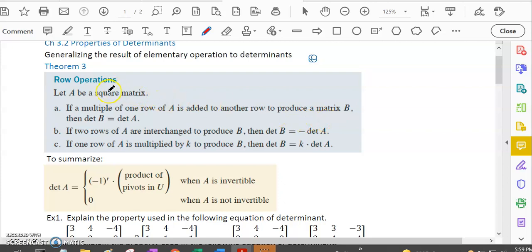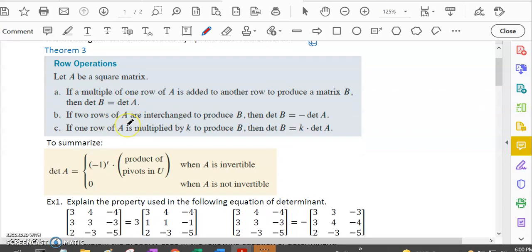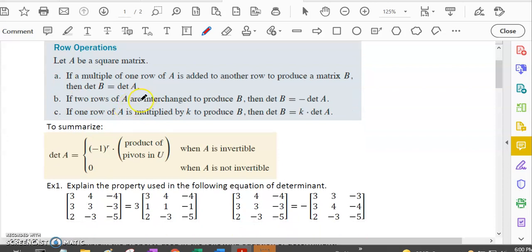First is about elementary row operations. If you do an elementary row operation to a matrix, in all these cases an n times n square matrix, then the resulting matrix is called B. We are relating the determinant of B with the determinant of A. What we have seen is that if you multiply one row of A and add it to another row to produce a new matrix, you do not change the determinant. But if you interchange two rows, the determinant becomes opposite.